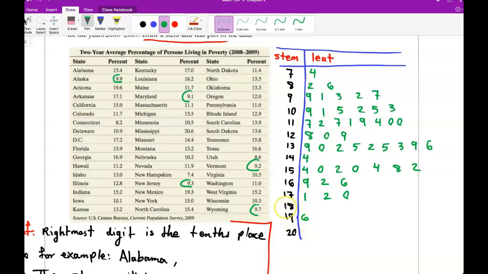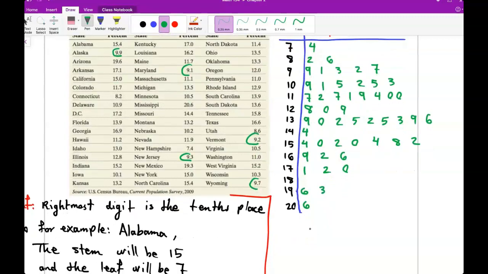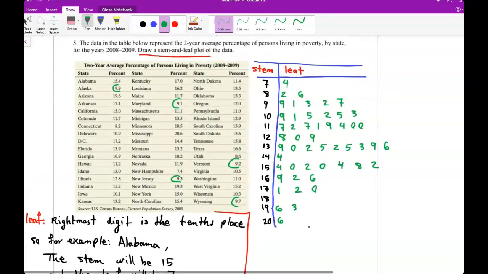See, even if we didn't have that 18 here, since I had all these numbers in order, I had 18 here as a stem. Okay, then 19.6, 19.3. Here is 20.6. Okay, so we got all these numbers. Now we want to arrange these.